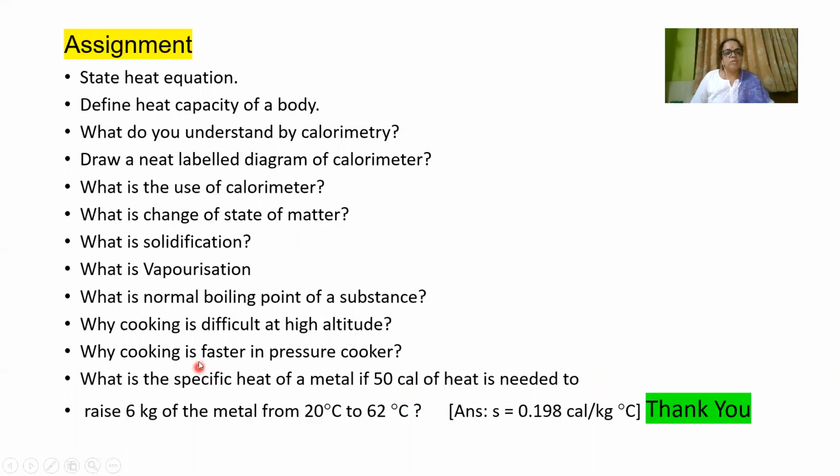Try to answer all the questions. Try to solve this numerical also.